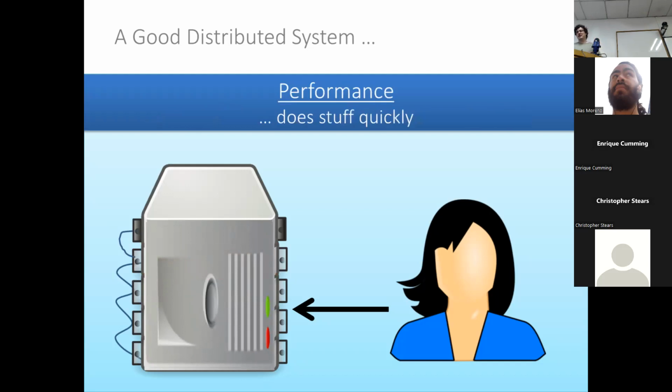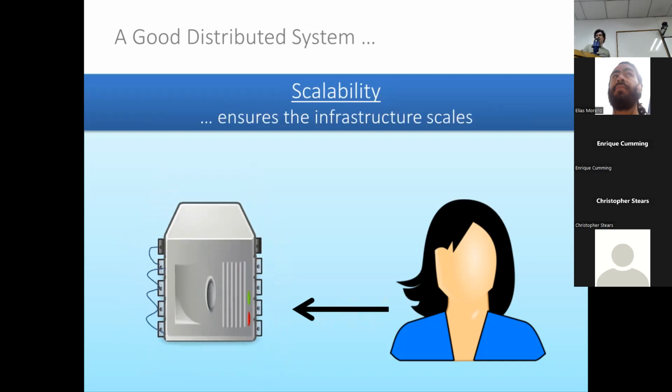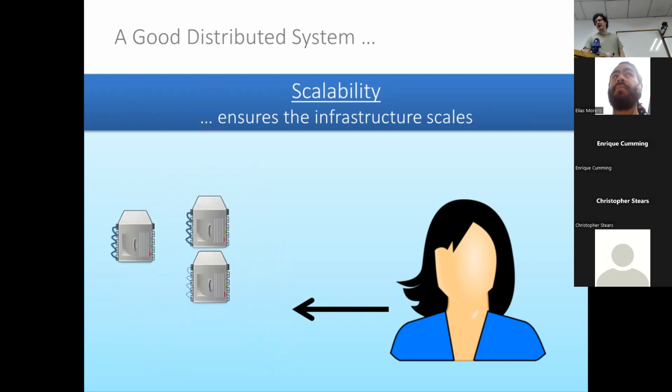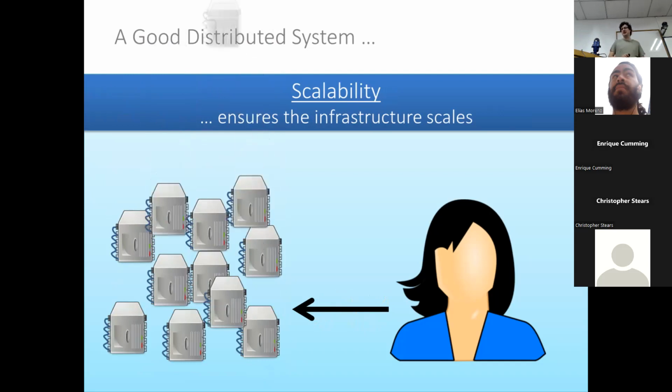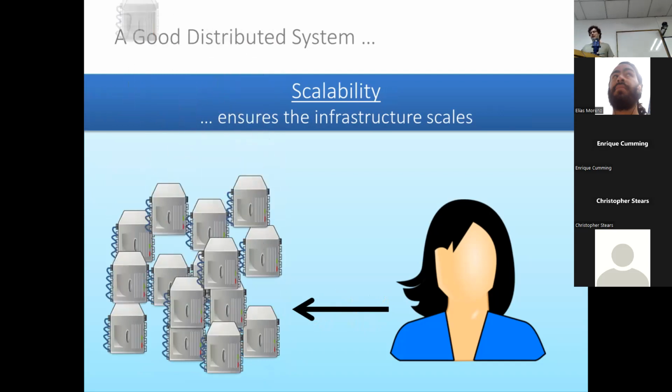Performance, okay, does stuff quickly. Whatever we're processing, the distributed system should be doing things efficiently. It's load balancing. It's making sure that it's making the best of its resources in order to ensure good performance. And scalability. We want to ensure that the infrastructure scales. So what does that mean? It means that, on one side, we want to be able to add more and more machines, maybe in different locations. So our system should be able to cope with that.